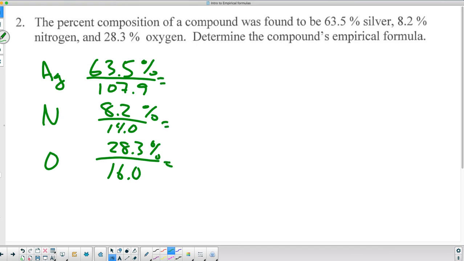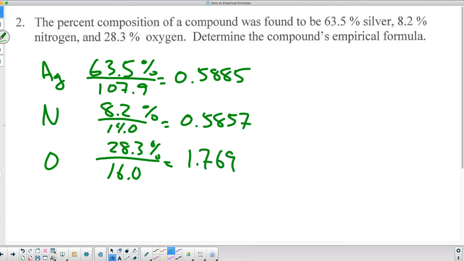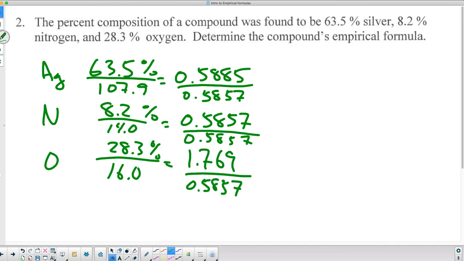Okay, so I go through, do the math for each one of these. 63.5 divided by 107.9 equals 0.5885. That's fine. 8.2 divided by 14 is 0.5857, and 28.3 divided by 16 is 1.769. I divide this by the lower. Like that. I divide this one also by the lower, like that.